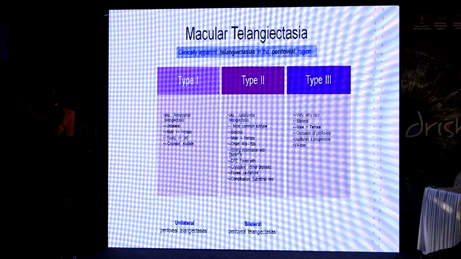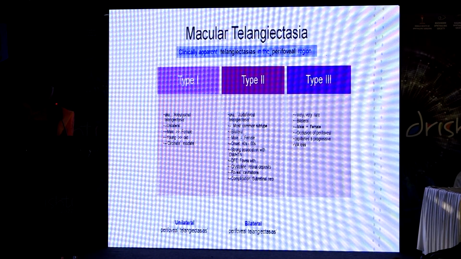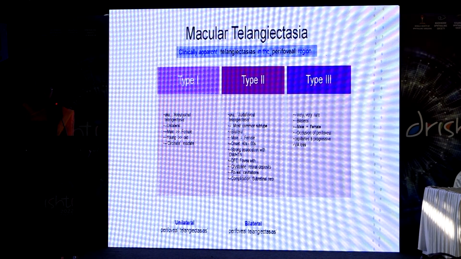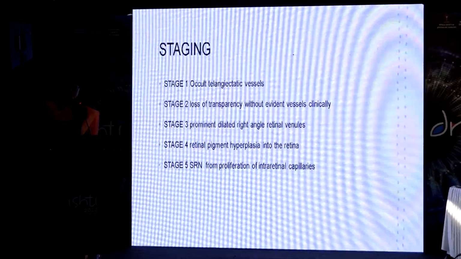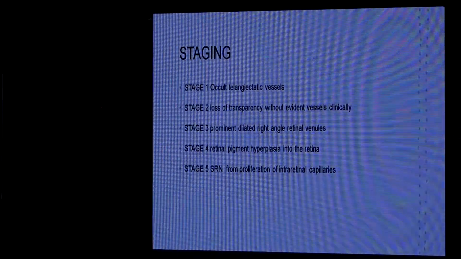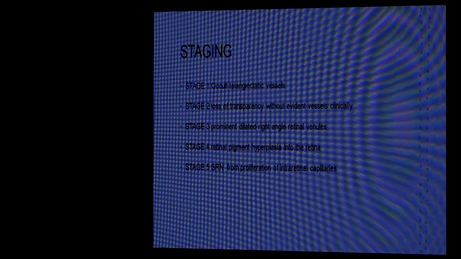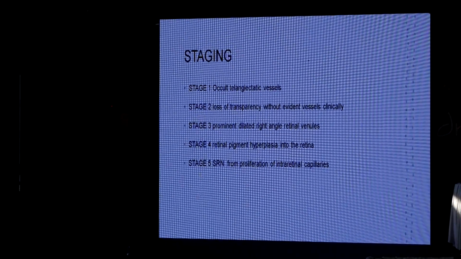Type 3 is very rare, and it is bilateral, again equal male and female. There is occlusion of the perifoveal capillaries. It is progressive with significant visual loss compared to type 1 and type 2. Staging: stage 1 is only occult telangiectatic vessels that are not clinically visible. In stage 2 there is loss of transparency of the retina in that area, but again clinically vessels are not visible.